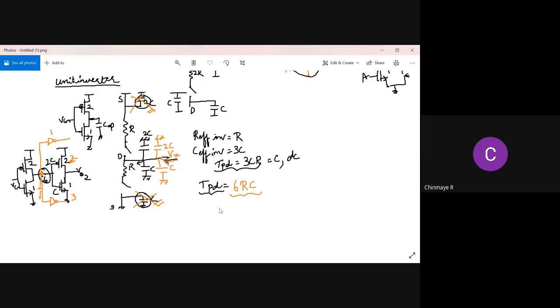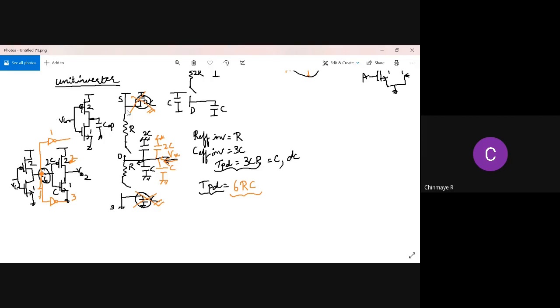For a unit inverter, in order to get the effective resistance of NMOS equal to that of a PMOS, we make the width of PMOS equal to 2, and therefore the capacitance will be equal to 2C for the PMOS, right?